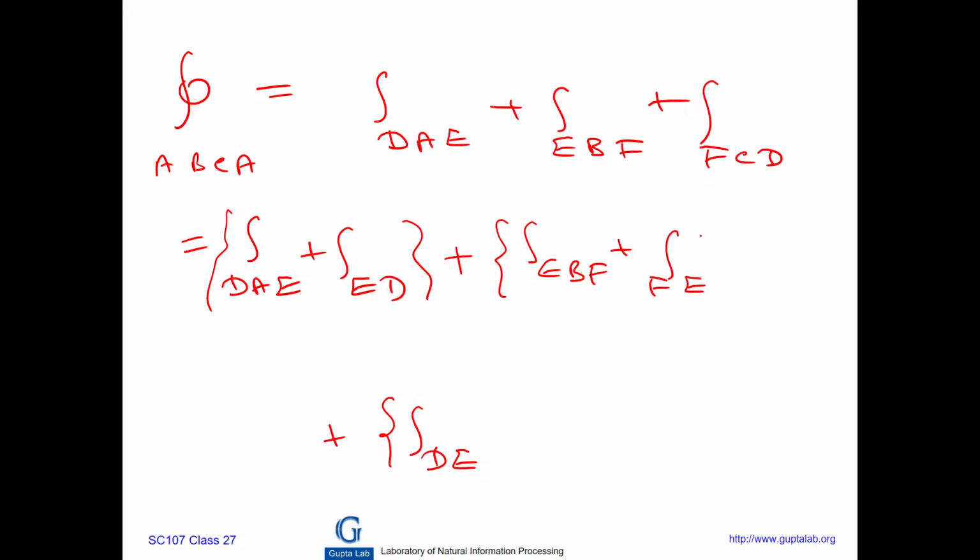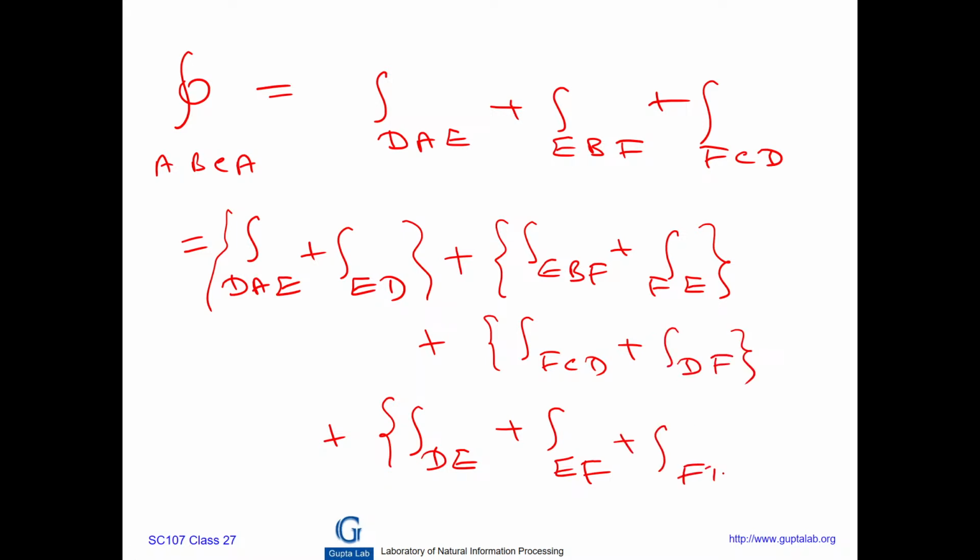FE. Here ऐड कर दिया EF plus integration along FCD plus DF, FD. Now you can see that एक integral ऐड किया अगर यहां पे तो एक हमने उसका reverse ऐड कर दिया because that will give us 0. Similarly यहां पे एक ऐड किया, उसका reverse यहां पे ऐड किया.